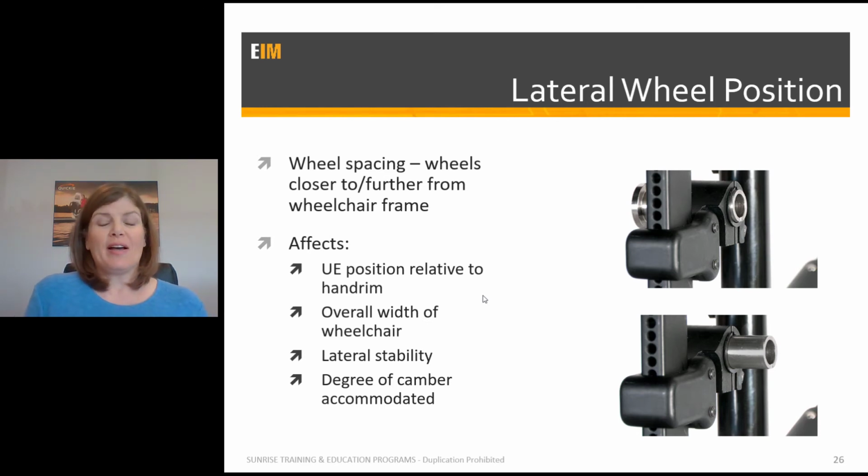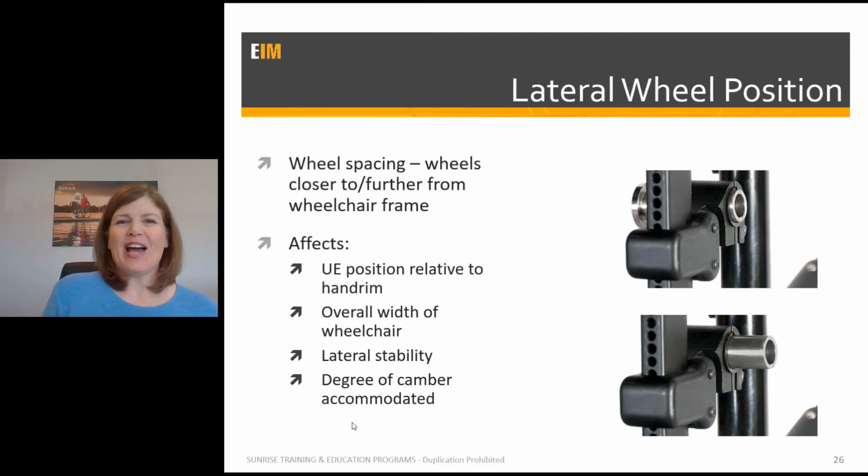Now, another thing that we're able to do with the rear wheels when we're looking at the custom folding or the custom rigid wheelchairs is we can look at the lateral wheel position. And so this is achieved by a camber tube or washers to look at the spacing that's occurring there. Why we want to think about this is because this does affect the upper extremity position to the hand rim. It will also affect our overall width of the wheelchair. And this will have that impact on lateral stability.